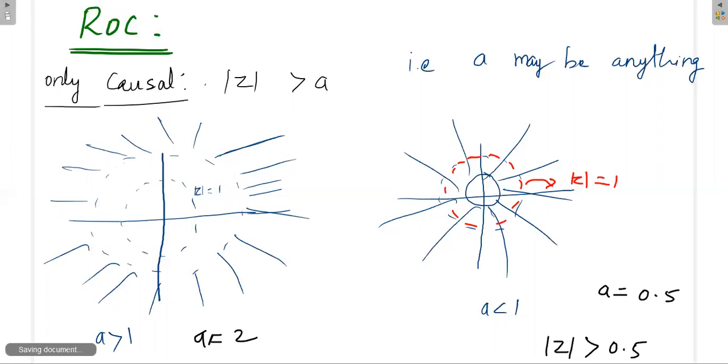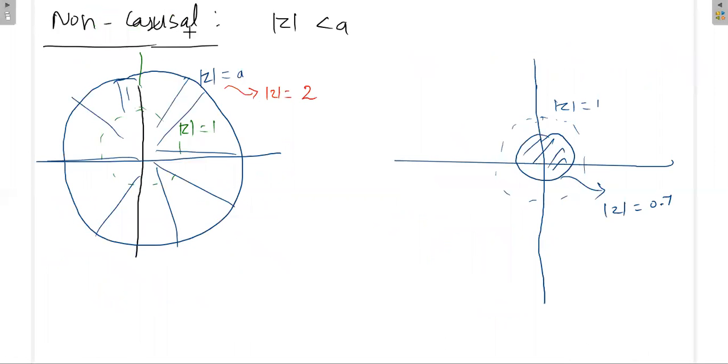Then suppose the system is non-causal. It is just the opposite. That means mod z is less than some number a. Say mod z equal to 1 is the reference circle. Now suppose a value is 2, that means this is the bigger circle with radius 2. Then ROC is going inside the circle. ROC is inside the circle, that means mod z less than 2. So this is the region of convergence.